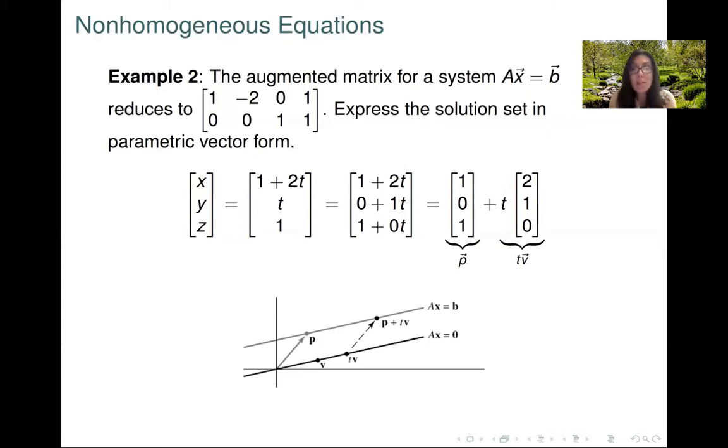So t times the vector 2, 1, 0 is the solution to the homogeneous system if b were equal to 0. We actually just saw that in example 1. And 1, 0, 1, that's a particular solution to the non-homogeneous system. If we let t be 0, then our solution would be 1, 0, 1. So if I plug x equals 1, y equals 0, z equals 1 into both of the equations represented in the system, they would satisfy both equations. The solution to the non-homogeneous system is just the solution to the homogeneous system shifted by the particular solution.